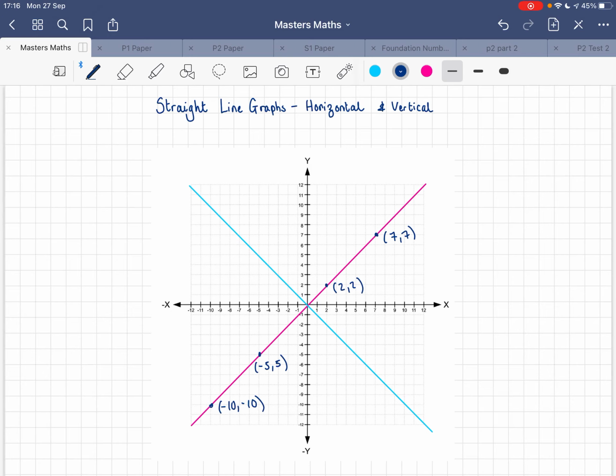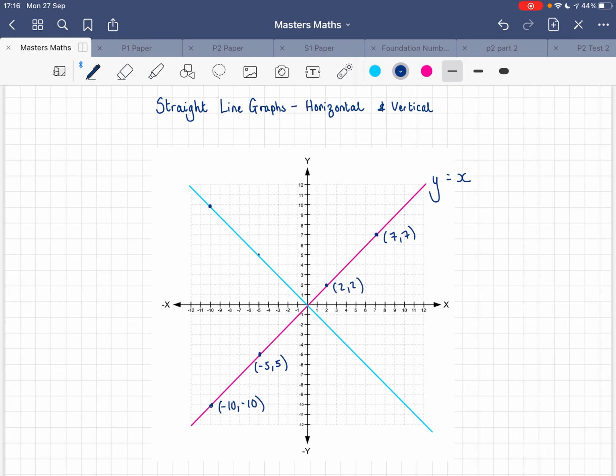So to name this line, we can find a way of describing that using algebra. And we say that this line is called y equals x, because whatever y is, x is the same. Now the blue line going in the opposite direction is kind of similar, just with one small difference.